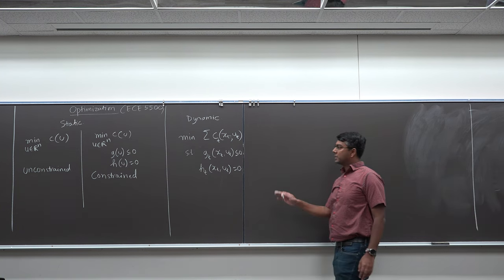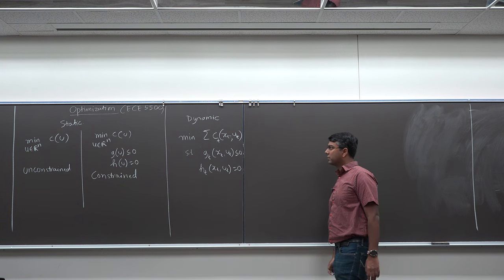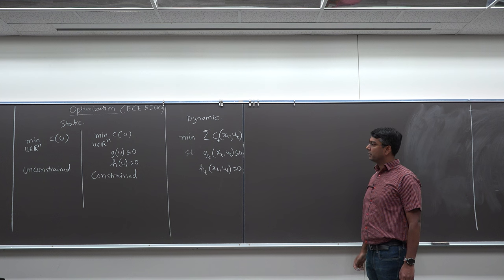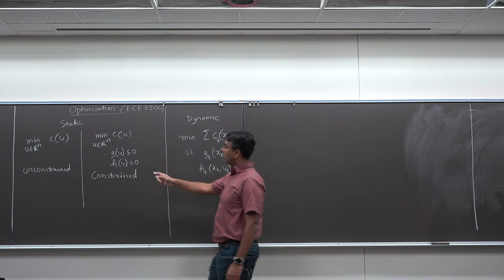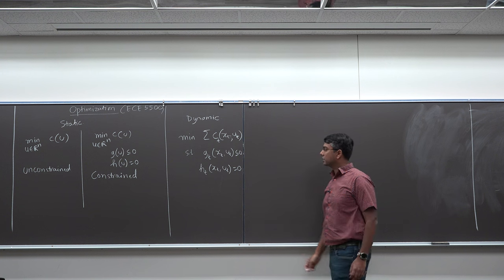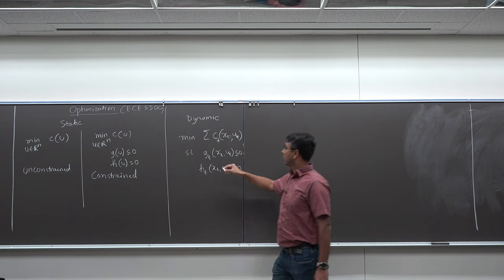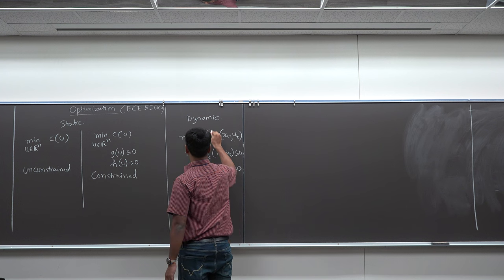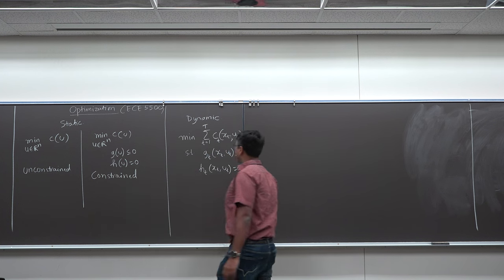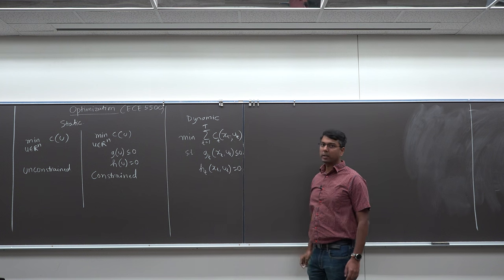So far, there is no uncertainty in the optimization problems that we are trying to solve. Everything is deterministic. C is known as the cost function. G is the inequality constraint. H is the equality constraint. And same thing here. Ct is the cost function. This summation is over t, t equals 1 to capital T. Gt is the inequality constraint. Ht is the equality constraint.